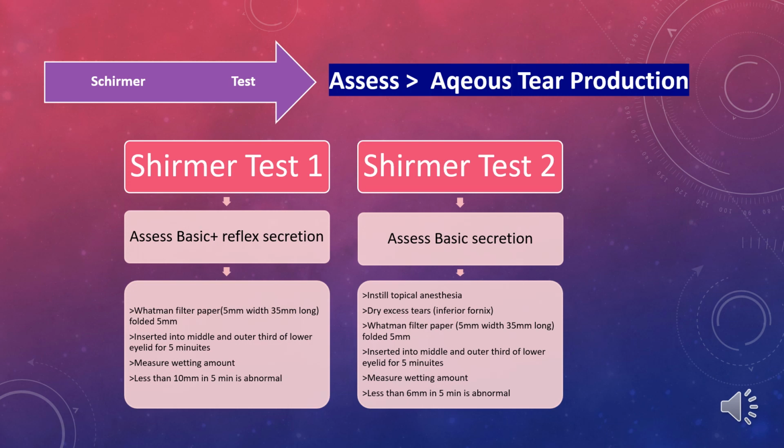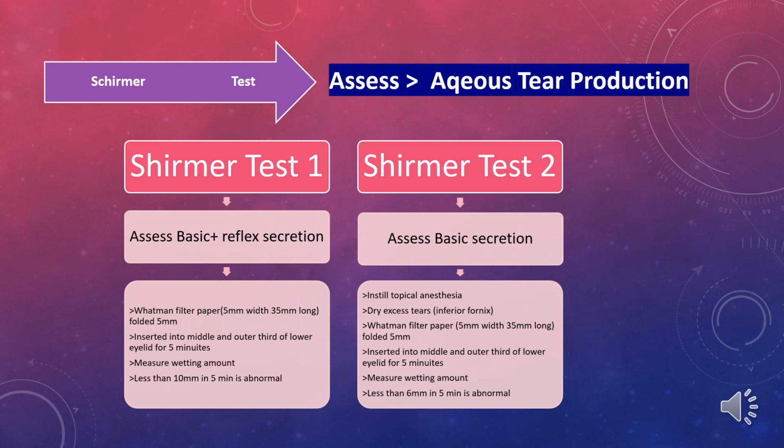To assess the aqueous tear production, we perform the Schirmer test. There are two types of Schirmer tests, Schirmer test 1 and Schirmer test 2. Schirmer test 1 includes assessment of basal plus reflex secretion. What we have to do in this one is to fold up to 5 mm of Whatman filter paper, which is 35 mm long and 5 mm in width. It is inserted into the middle and outer third of the lower lid for 5 minutes.